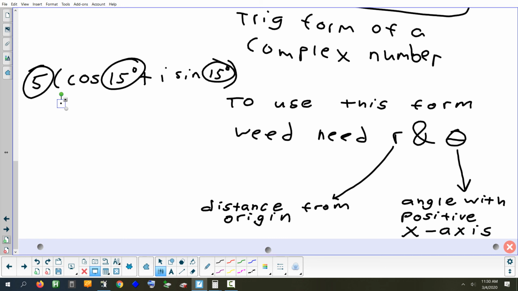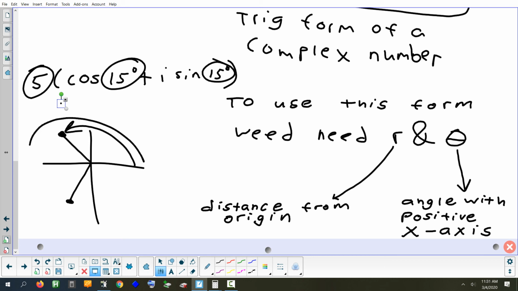So, theta is the angle with the positive x-axis. So if you had a coordinate over here, there's your radius. There's your angle. If you had a coordinate down here, there's your radius. There's your angle.